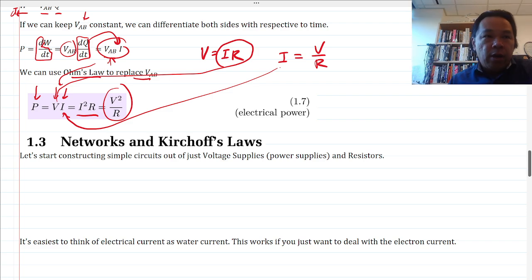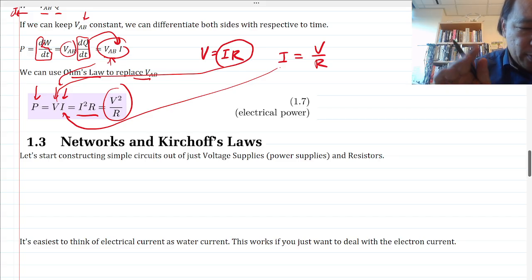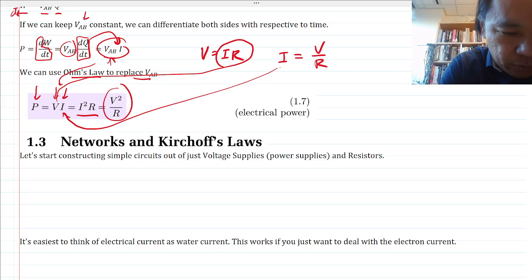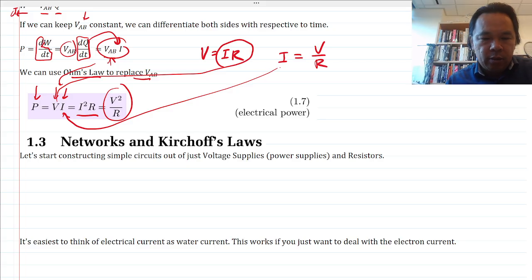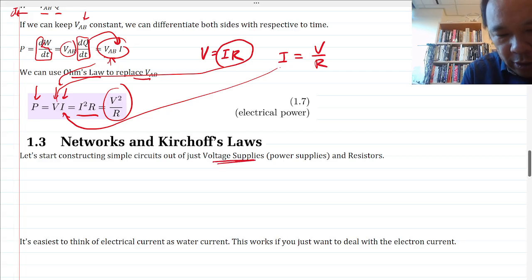So to wrap up this section, now that we have wires and resistors, how do we do some calculations with them? How do we figure out something a little bit more complicated than just one wire, one resistor? We can start constructing some circuits that have a voltage supply.